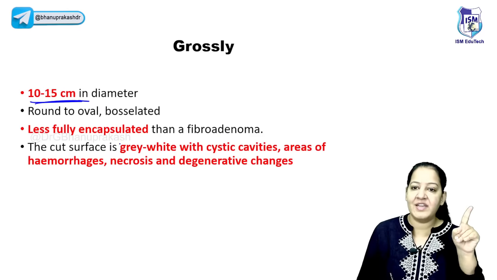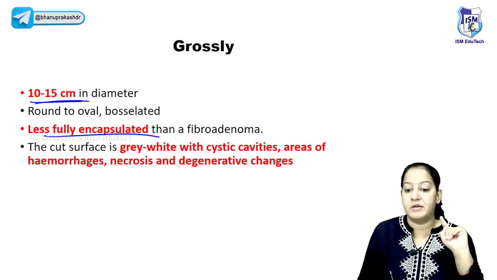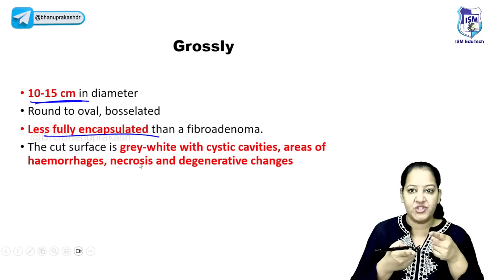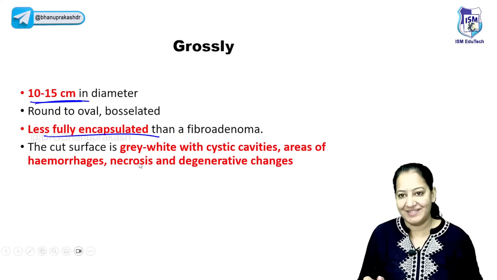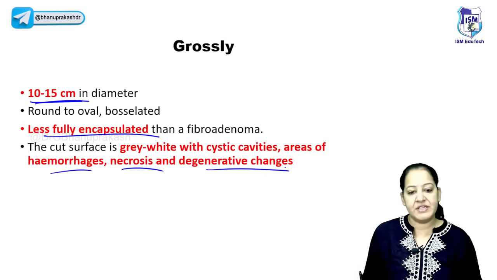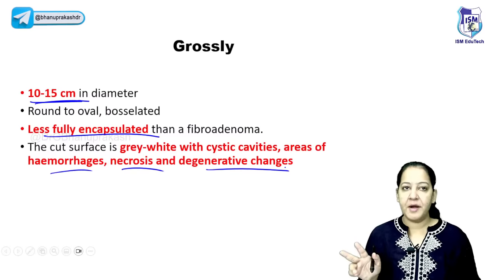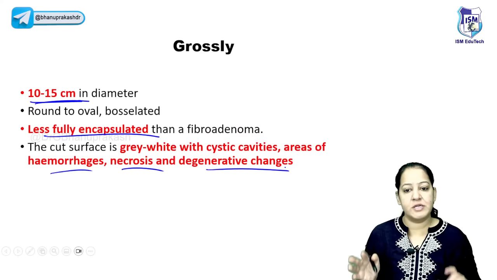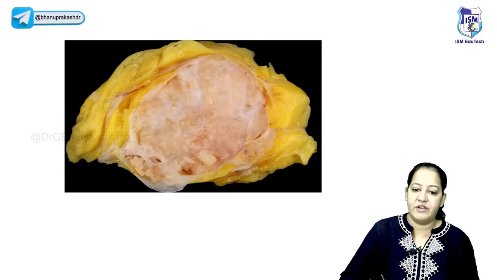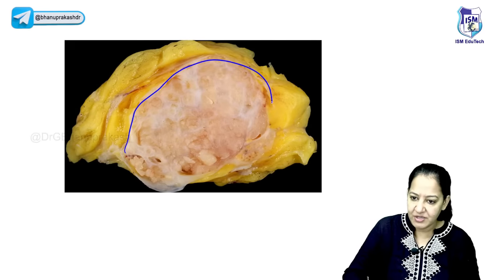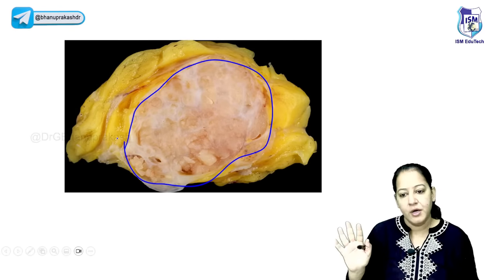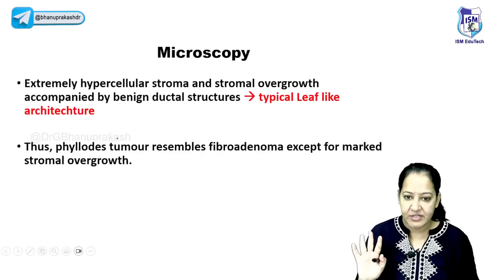Fibroadenoma was fully encapsulated. This is partially encapsulated. Fibroadenoma was round to oval with well-circumscribed margins. Here, well-circumscribed margins are not there. And the cut surface here shows areas of hemorrhage, necrosis, and degenerative changes are common here. So both of them are benign. Both of them are stromal tumors, but there are a few differences between fibroadenoma and phylloids. You can see the diagram of the phylloids. You can see here also the circumscription is there. We can make it out, but the capsule is not very uniform, right? And this is the cut surface of the phylloids.